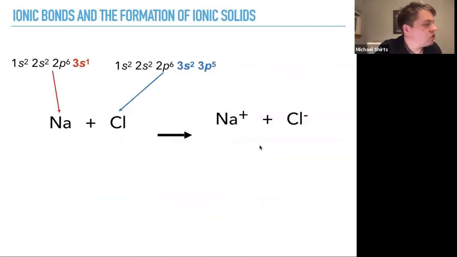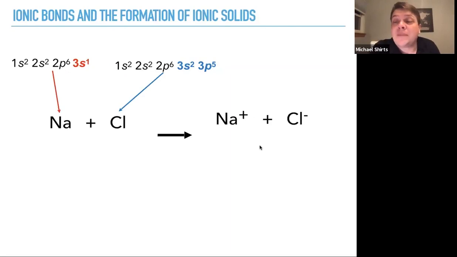Okay, so first we're going to talk about ionic bonds and the formation of ionic solids. That's actually a little simpler in terms of what the electrons are doing, because it's pretty straightforward. Here we have a sodium. We see the electron configuration there. And you've got a chlorine here. We see its electron configuration.